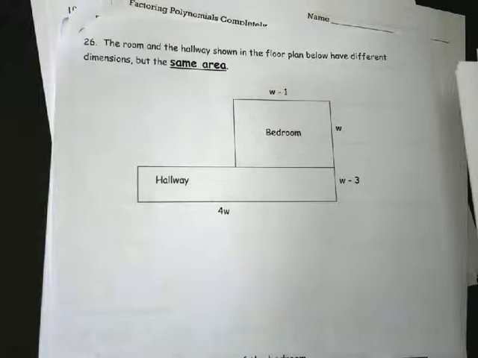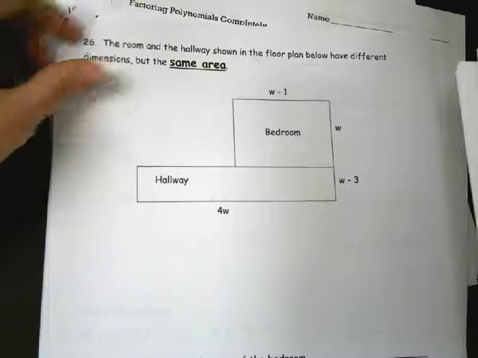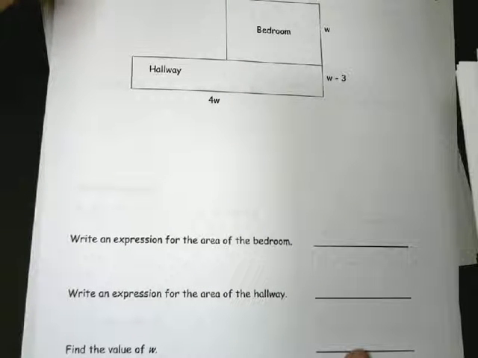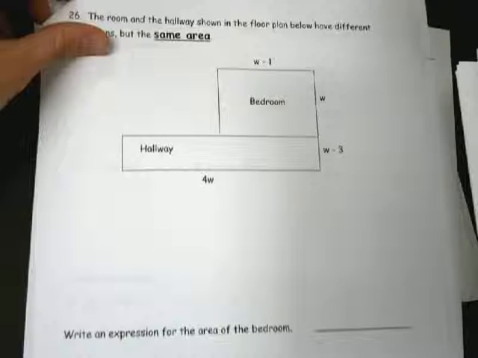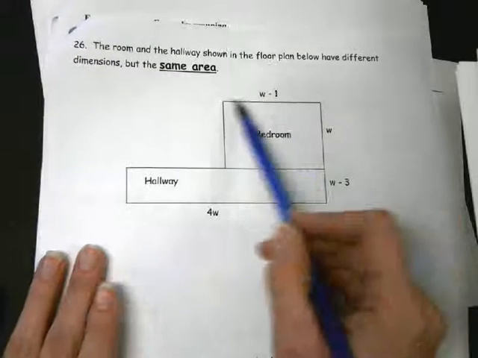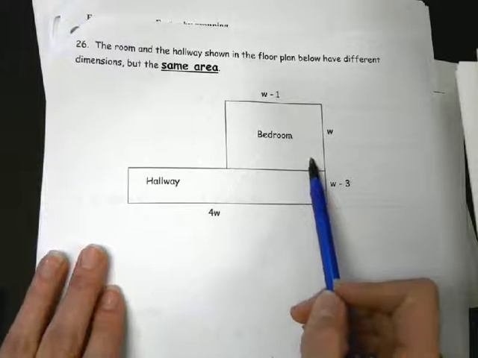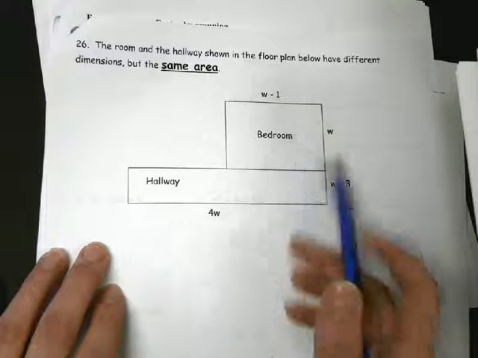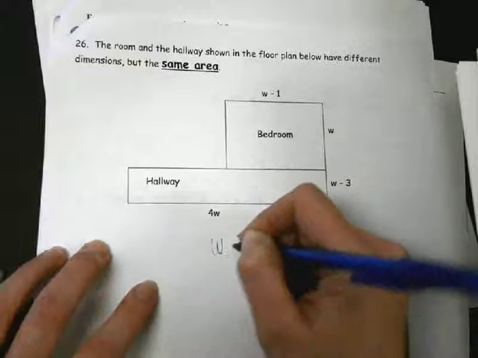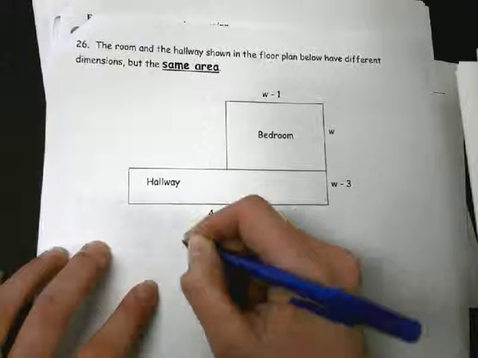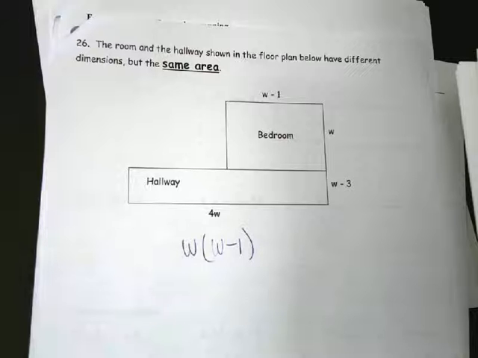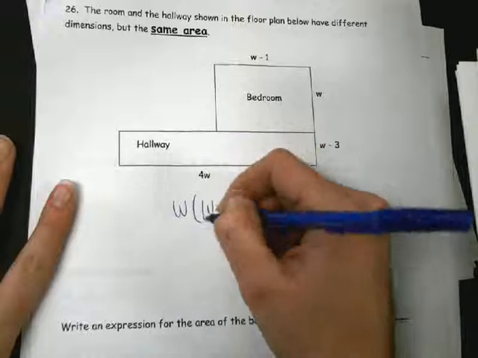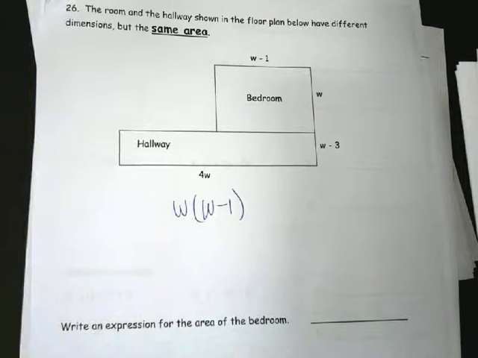First problem says, write an expression for the area of the bedroom. So what you're going to do, the area, you know, is length times width, right? So you want to write the expression of the length times the width. So you're going to do W minus 1 times W. That's the expression for the area of the bedroom.